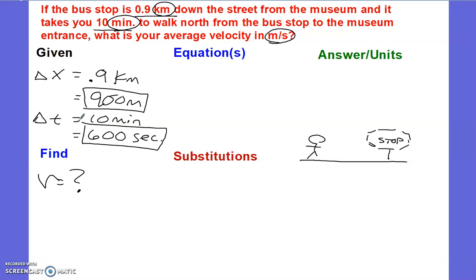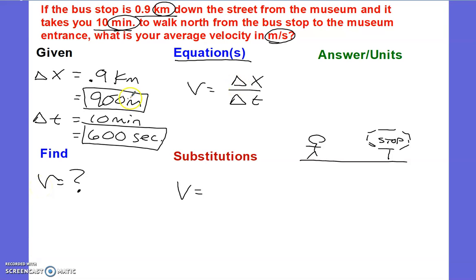Now the reason I wrote down the different letters, like x, t, and v, is because this will help me in figuring out what equation to use. I want to look for an equation that has x, t, and v in it. And if I look on my equation sheet, there is only one equation that has those three things, and that is v equals x over t. I will then substitute the numbers in. V is my unknown, so that stays a variable. That's the one thing that stays a variable.